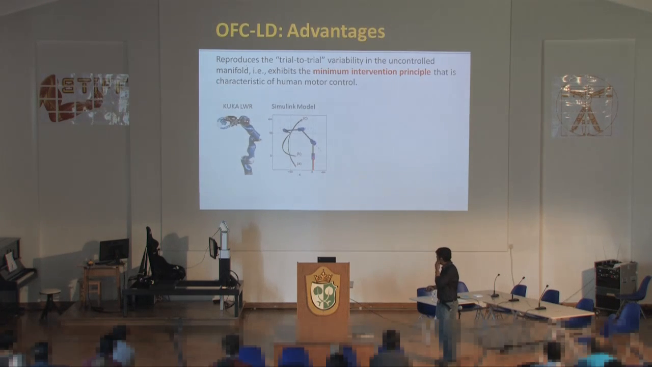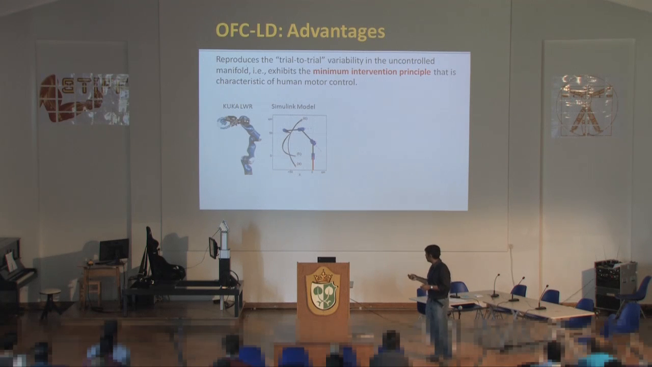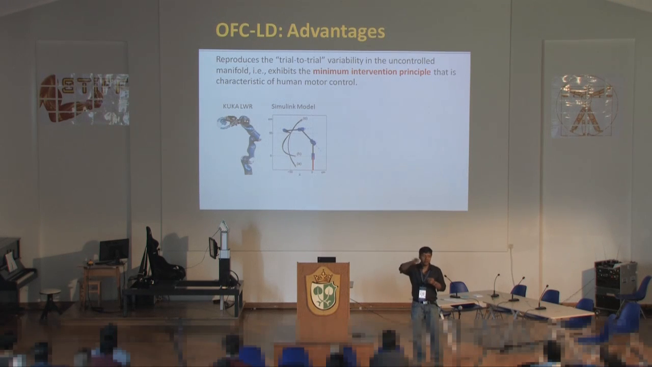Okay, so what's good about that? There's some good news for the roboticists and there's some good news for people doing human motor control. The good news for the robotics community is that traditionally when you plan end effector trajectories, say you want to reach from this position to A, B, and C, then you get typically low variance in your end effector.